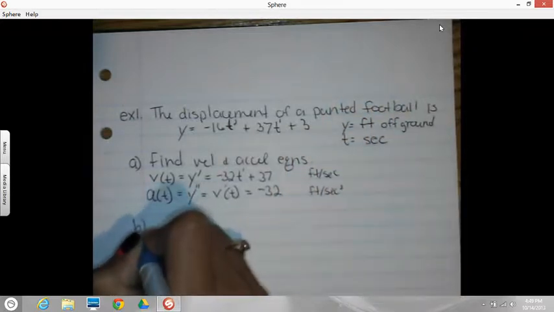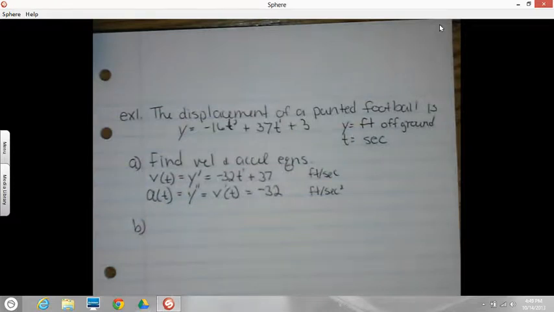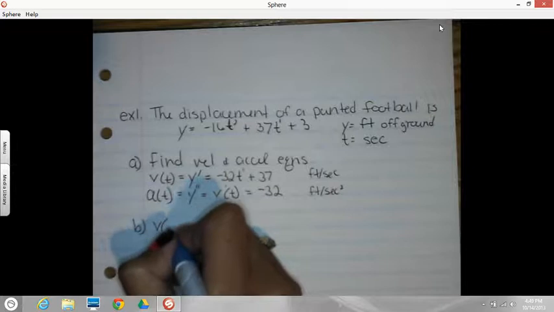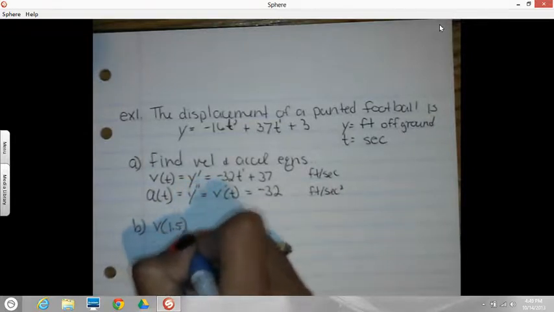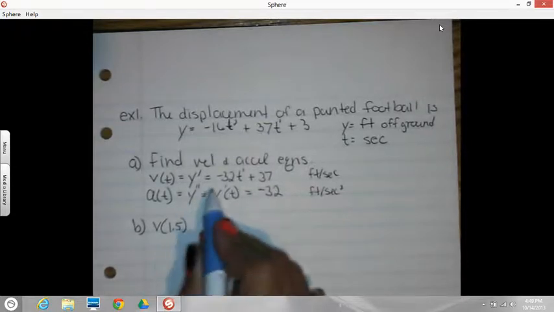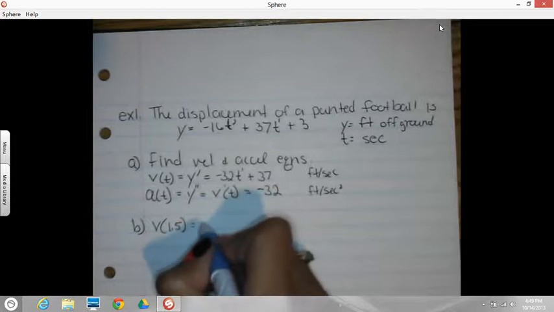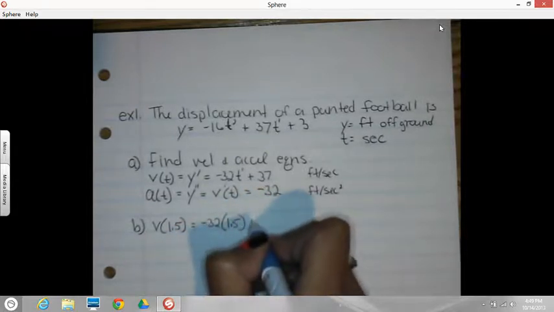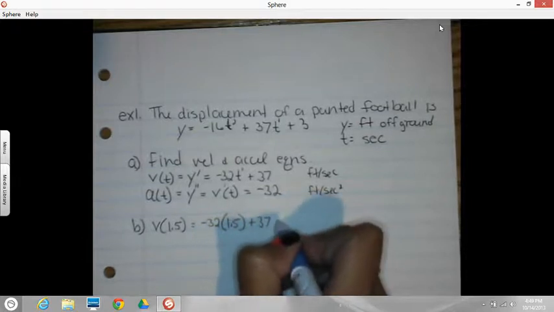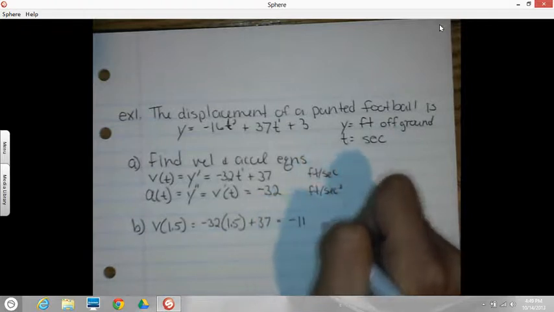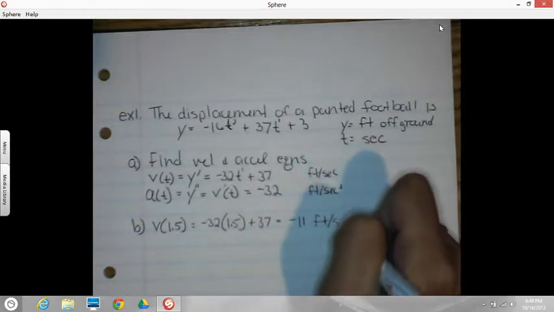So B, find velocity at 1.5 seconds. So velocity, just go to your velocity equation and plug in. So the velocity equation is right here. Negative 32 times the 1.5 plus 37. Crank through that on a calculator, you're going to get negative 11 feet per second is your velocity.